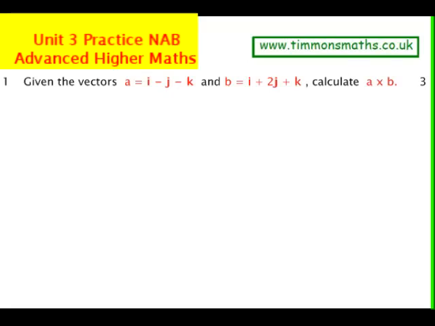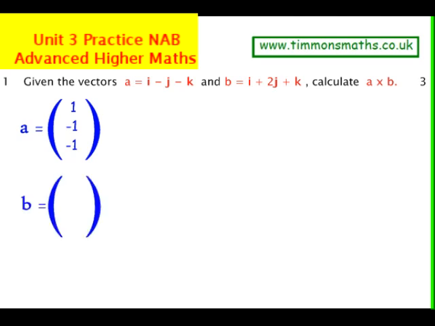In this question we're given the vectors A and B, and we're asked to find the vector product A cross B. Writing A as a column vector is 1, -1, -1. Writing B as a column vector, that's 1, 2, 1. Now we write the column vector i, j, k. We then write the first vector A, 1, -1, -1, followed by the second vector B, 1, 2, 1.